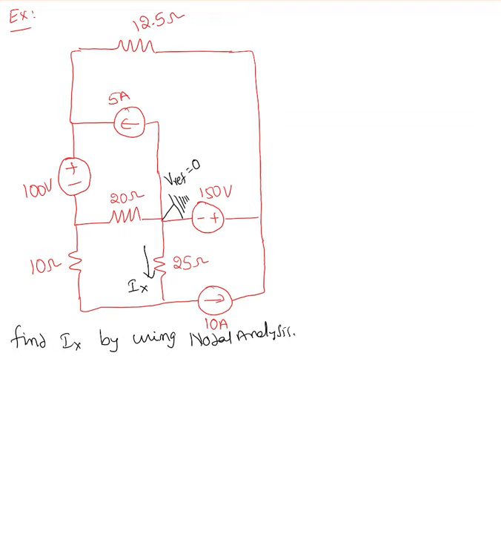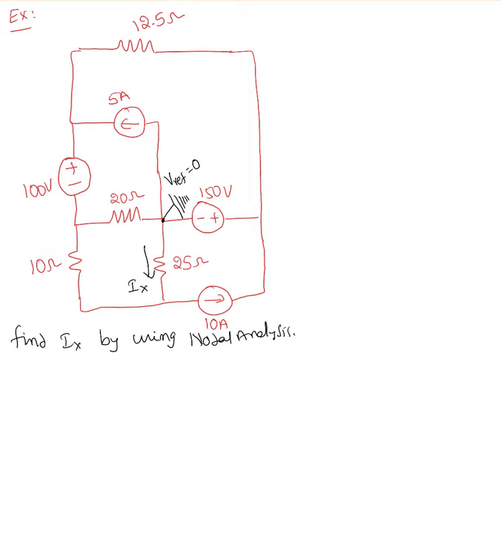Here is the next example. In this example, he's asking about finding Ix by using nodal analysis. He also chose this node at the center as a reference node. Probably he chose that as a reference node because that is the node where it is grounded, or he wants to trick us and solve it by using the supernodal analysis.